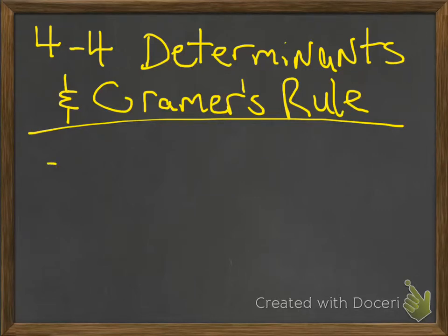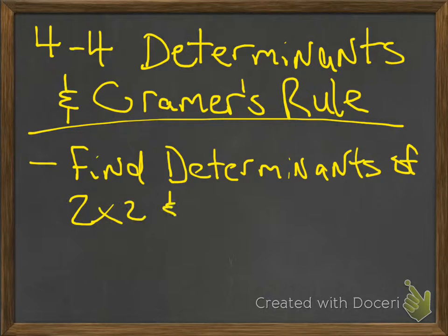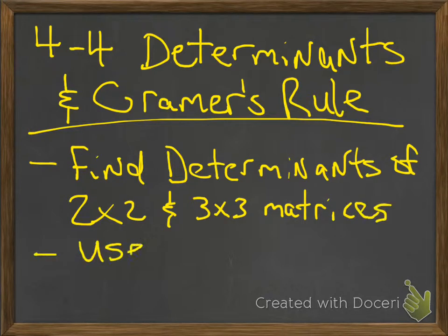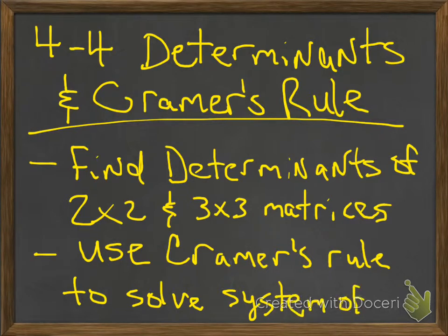Our goal today is the two objectives we want to cover. We want to be able to find determinants of 2x2 and 3x3 square matrices, and we want to use Cramer's rule to solve systems of equations. As a sub-objective, we will also use determinants to find the area of a triangle, given just the coordinates of the triangle.